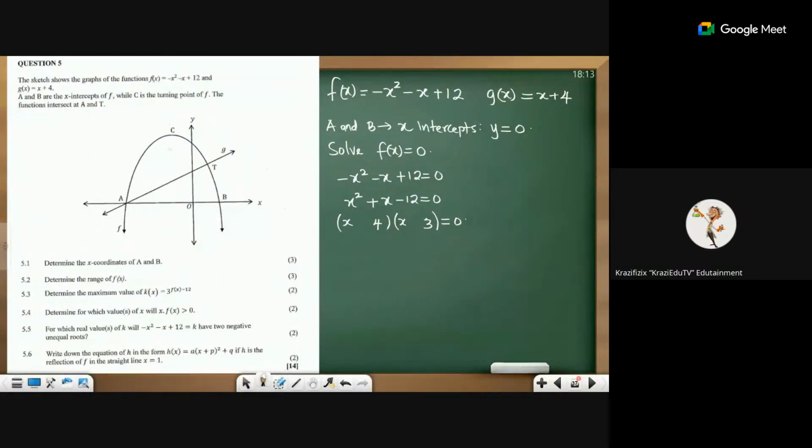4 and 3, positive and negative. So what do we have? X equals to negative 4, or 3, so you have 1 mark, 1 mark, 1 mark. So I know my x value of A, let's be specific, negative 4. All right, let me just write it here. So the x value of A is negative 4.